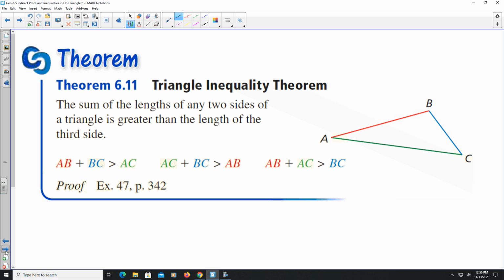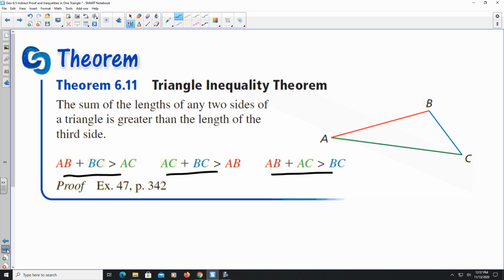All right. The last theorem of the notes is the triangle inequality theorem. What it states is that for side measurements to form a triangle, the sum of the lengths of any two sides of a triangle is greater than the length of the third side. So in order for three measurements to be a triangle, these three statements must be true. AB plus BC must be greater than AC. AC plus BC is greater than AB. And finally, AB plus AC must be greater than BC.